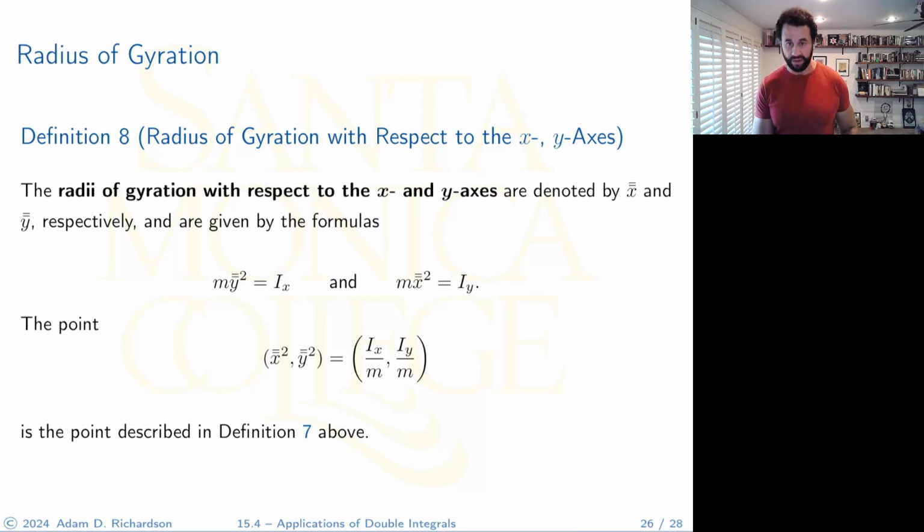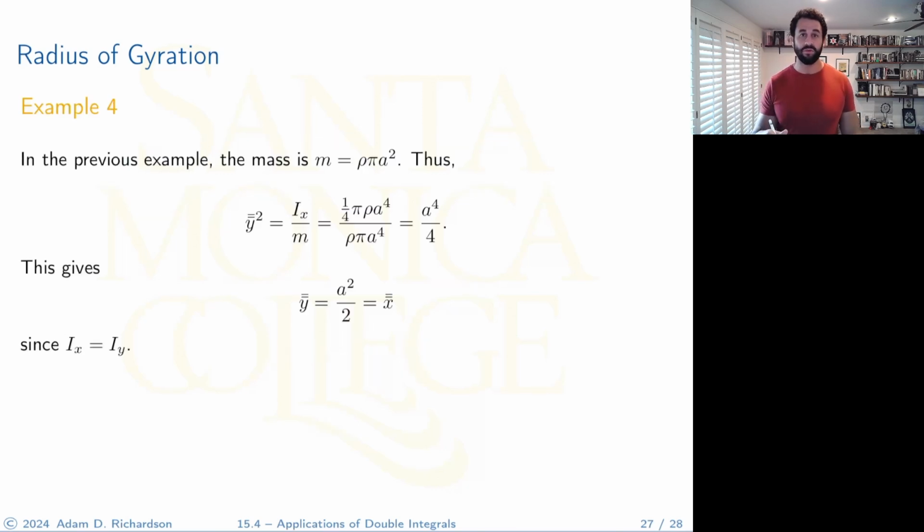All right. In the previous example, we'll just piggyback off of that one. The mass was rho times pi a squared. So we can easily compute this now because we already found Ix and Iy. So here y double bar squared is equal to this, which is equal to that. When you simplify, you just get a to the fourth over 4. And again, because you have some symmetry, you're going to get this. The symmetry is giving you that equality, just because Ix equals Iy. All right, so that's it.